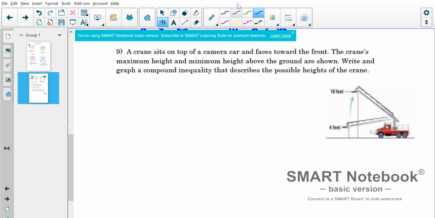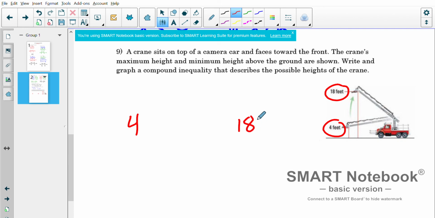So, a crane sits on top of a camera car, faces towards the front. The crane's maximum height and minimum height above the ground are shown. Write and graph a compound inequality that describes the possible heights of the crane. So, we've got a crane, and we've got our two boundaries here. We've got 4, and we've got 18.